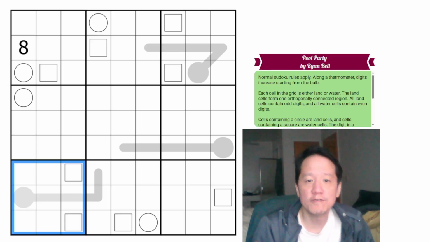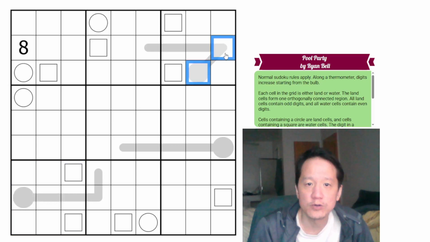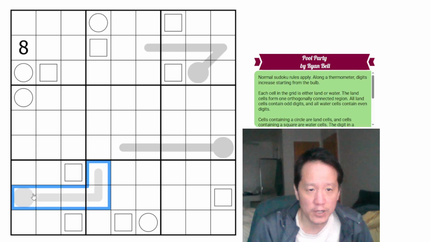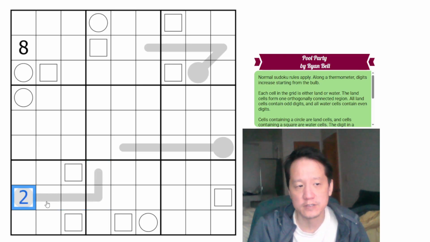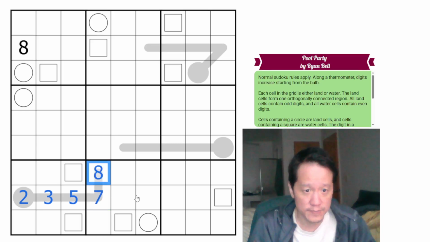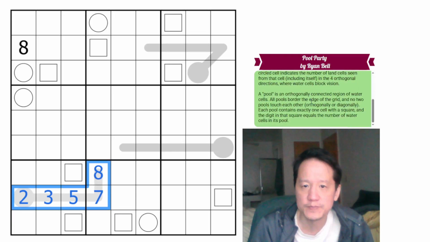Also, we have a thermometer rule, where along thermometers, digits increase starting from the bulb. So a valid thermometer here could be something along the lines of 2, 3, 5, 7, 8, right? Because it's constantly increasing from the bulb to the tip. And that's how thermometers work.